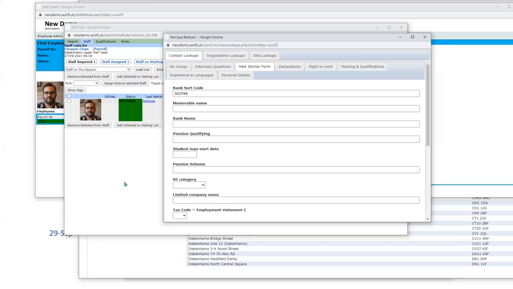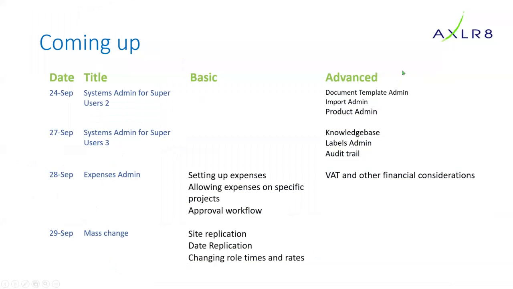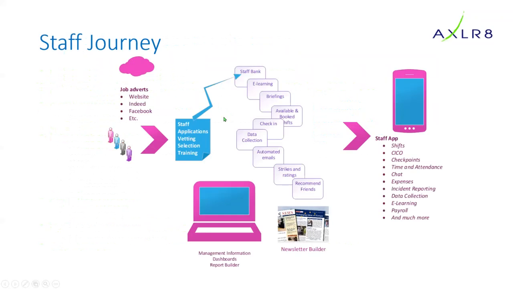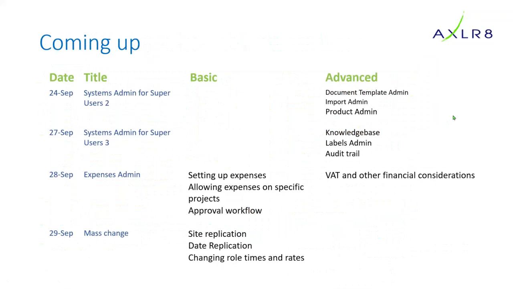Very, very sophisticated. So a lot of power that you have as a super user to help your company become more effective. So that's lookups admin today. And we've also done, where's my agenda? We've also done drop-downs admin. And remember, a lot of drop-downs admin we've already done and we're still to do when we do expenses and so on. And we've looked at why you're so important as a super user to your company. Don't forget to ask for a pay rise from your boss.